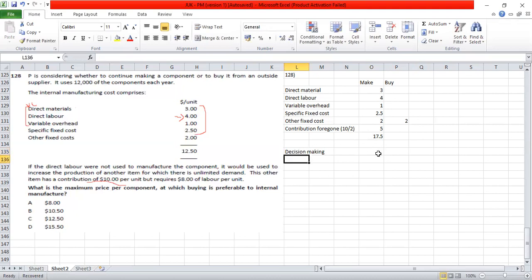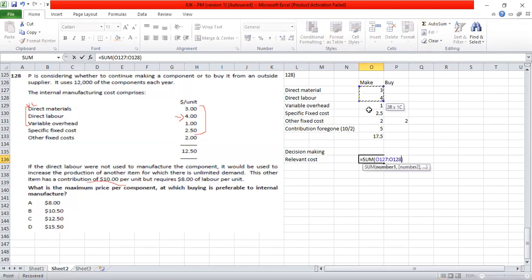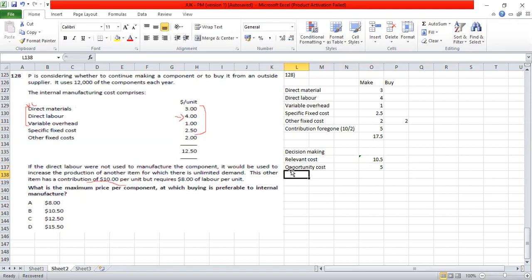For making, relevant cost is, all these costs are relevant, specific cost. All these costs are relevant. Then opportunity cost, we have it as 5. So the total decision is about 15.5. The relevant cost for decision making plus the opportunity cost together is 15.5.